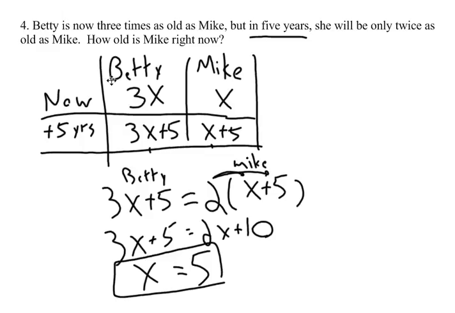Is it actually the answer? It is, because it asks us how old is Mike right now, which happens to be x. So Mike is 5 right now, and that's our answer.